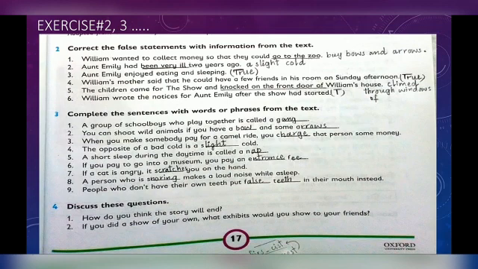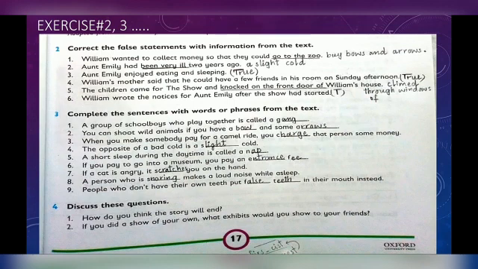The last sentence is sentence number 6: William wrote the notices for Aunt Emily after the show had started. Yes, this sentence is totally correct, so you will write T for true. I hope you understood this exercise. 3 sentences in this exercise are right and 3 sentences are false, where we made corrections.